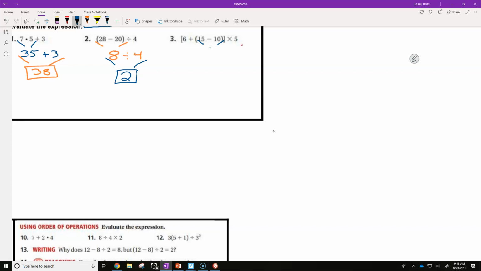So 15 minus 10 is 5. I have to rewrite it. I still keep my brackets because I have not finished what's inside there. My parentheses disappear, but not my brackets. Then you do 6 plus 5 is 11. Okay. Inside brackets, 6 plus 5 is 11. 11 times 5 is 55.